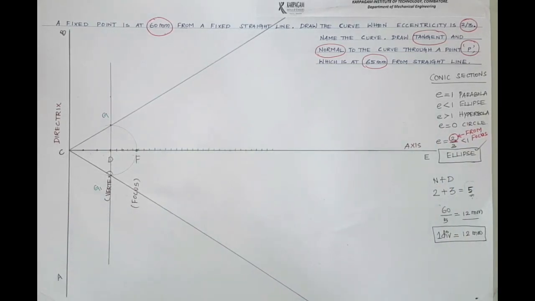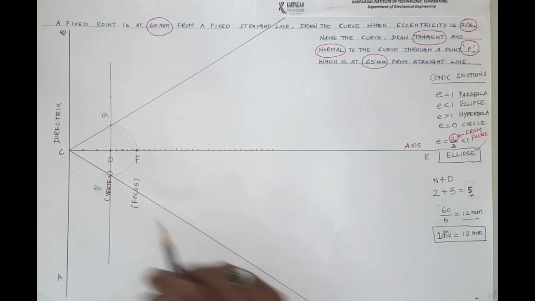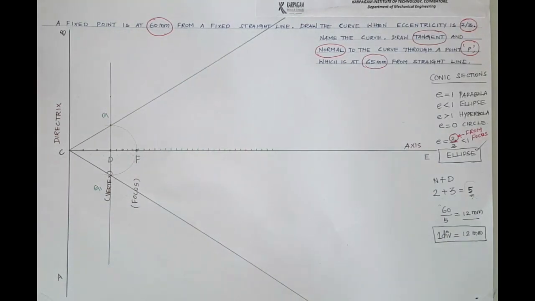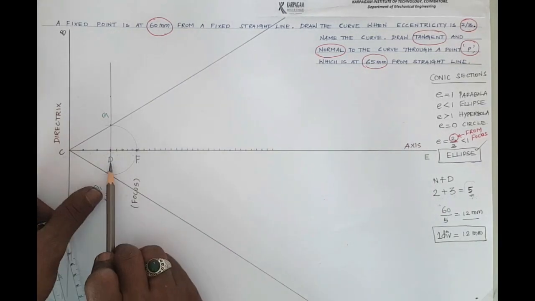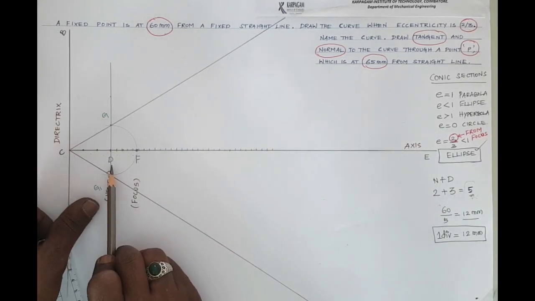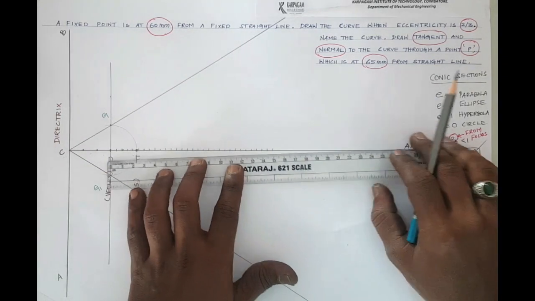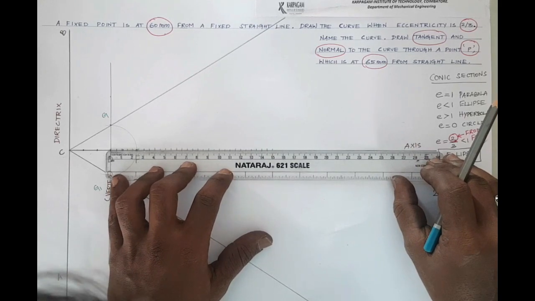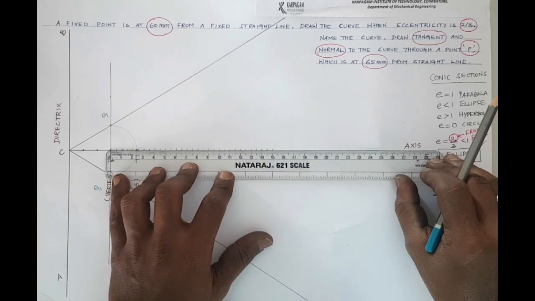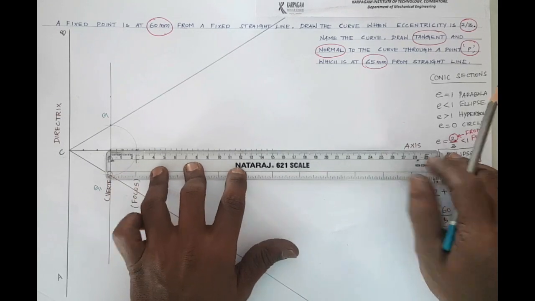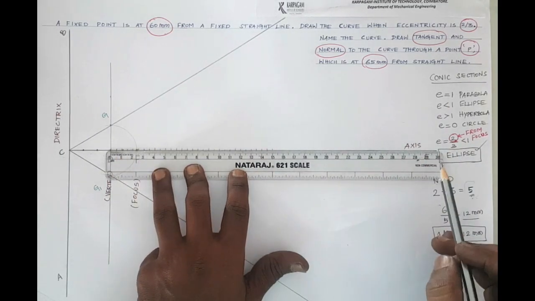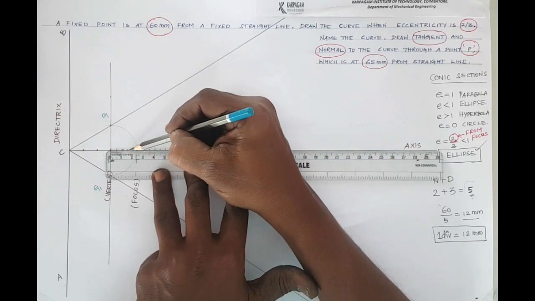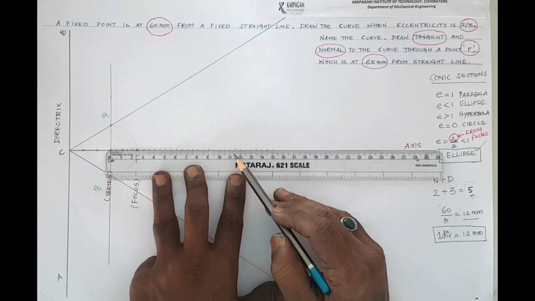Okay, once again I will repeat. After joining CG1 and CG, the next step is concentrate on the vertex point D and place the 0 of the scale on point D, and then on the horizontal line you need to mark 5 mm, 5 mm, 5 mm, 5 mm distance points.